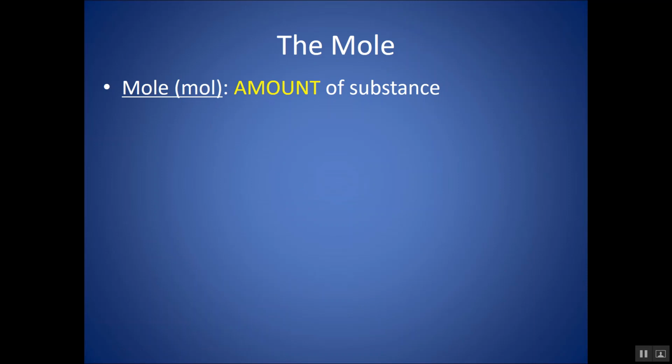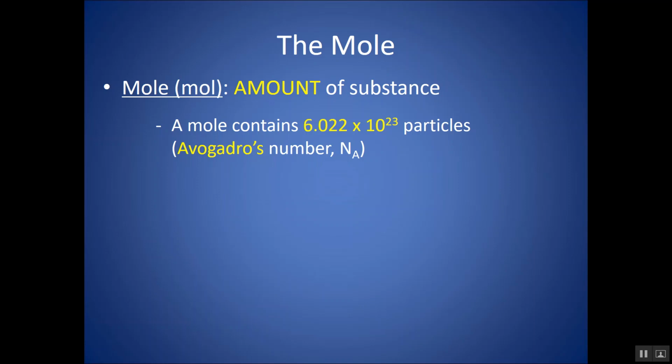And the mole is an amount of a substance. So a mole contains 6.022 times 10 to the 23rd particles. We call this number Avogadro's number, because sometimes it's annoying to say out 6.022 times 10 to the 23rd. You can just say Avogadro's number. And it was named after the scientist Avogadro.